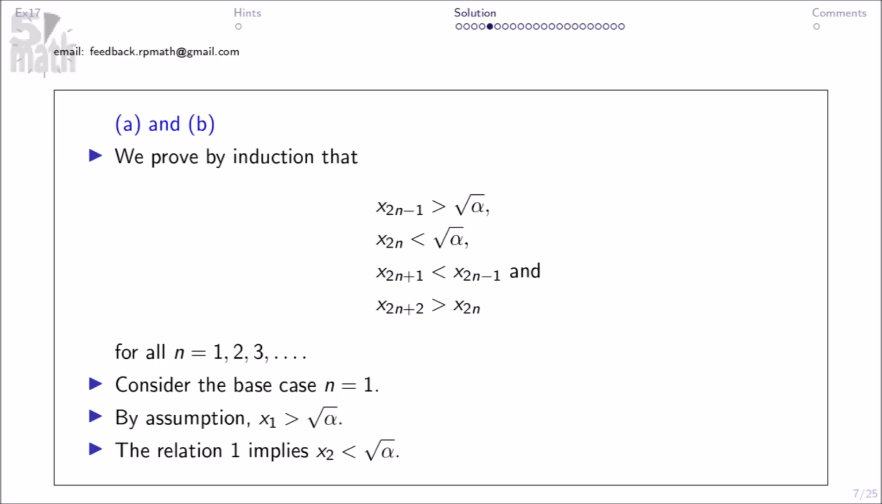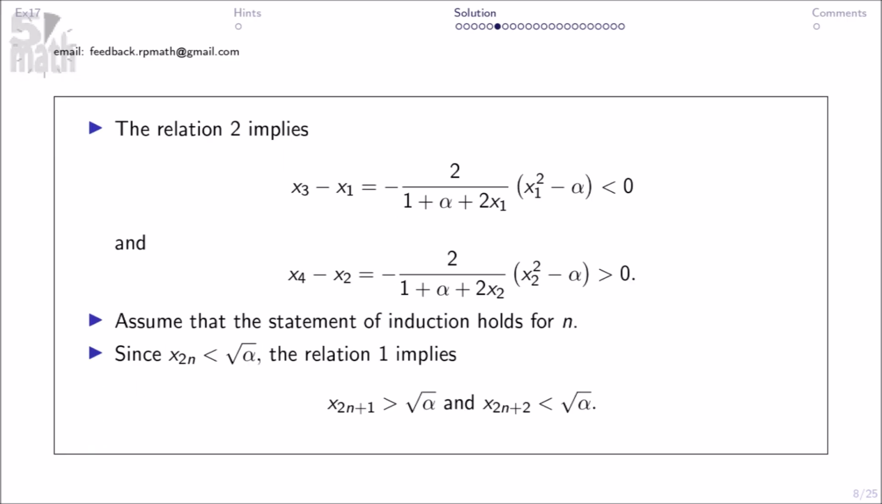A and B. We prove by induction that this, for all n equals 1, 2, 3, and so on. Consider the base case n equals 1. By assumption, x1 greater than square root alpha, the relation 1 implies x2 less than square root alpha. The relation 2 implies this and that.